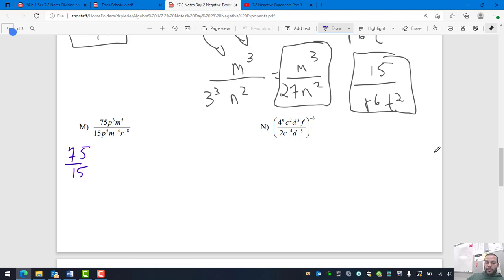Okay, and if I asked you to simplify that expression, just 75 over 15, all you have to do is ask yourself, how many times is 75 going to 15? Or 15 going to 75? If you take 75 and divide it by 15, you should get exactly 5. So 75 divided by 15 just becomes a 5 in the numerator.